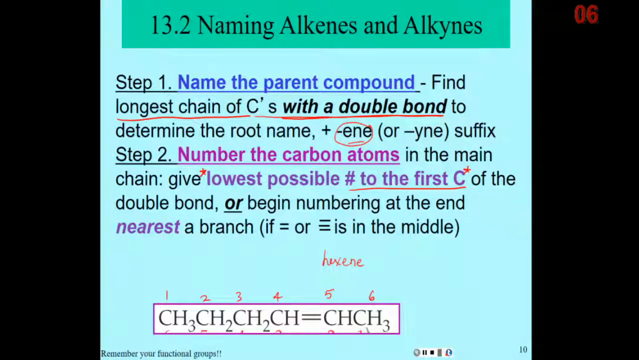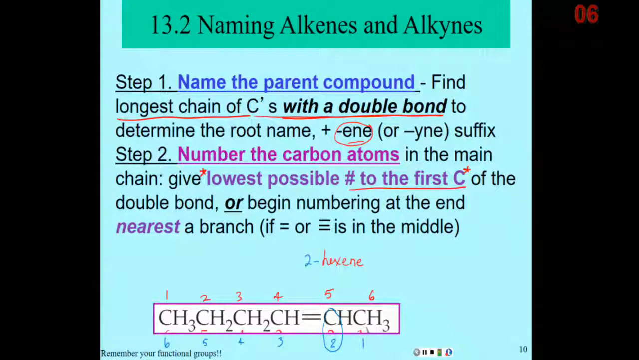So are we going to number from the left, or, wait a minute, is there a better choice? So let's try another set of numbers and see what we think. Can you start from here and get a better choice? Yep. So if you go from the right, then the first number in the compound is going to describe the first carbon of the double bond, which will be 2. So this is properly described as 2-hexene, properly named.